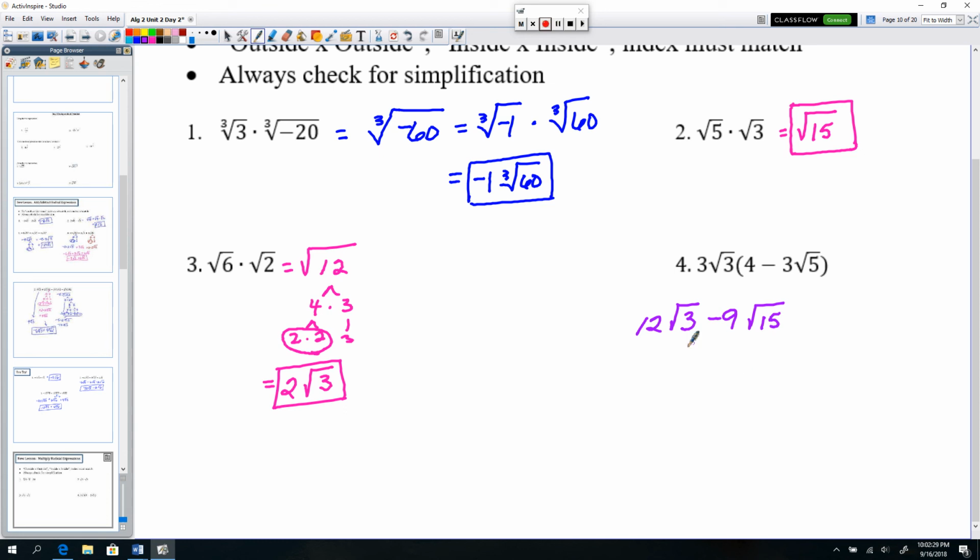Now we look inside to see if there's anything to be broken out. There's no perfect squares here. There's no perfect squares here. So we're actually finished with this problem. There's nothing else to be done or simplified or combined. So 12 square root of 3 minus 9 square root of 15 is the answer to that multiplication problem.